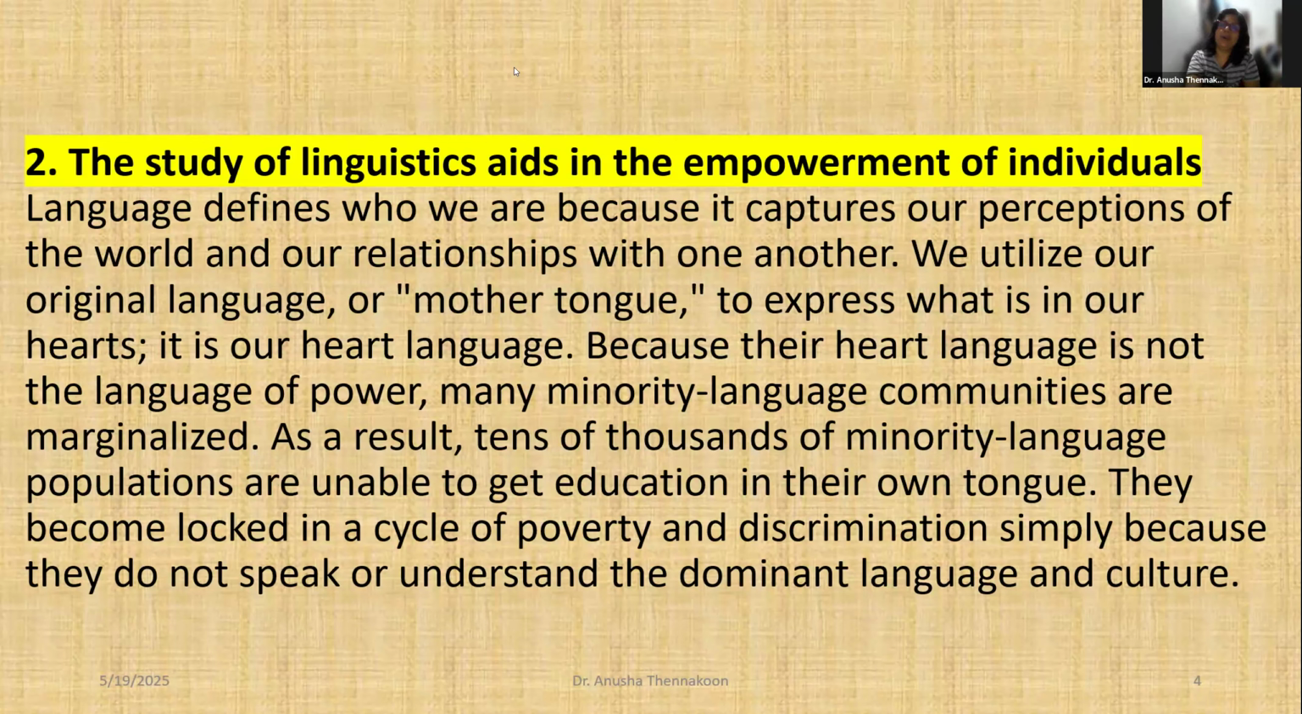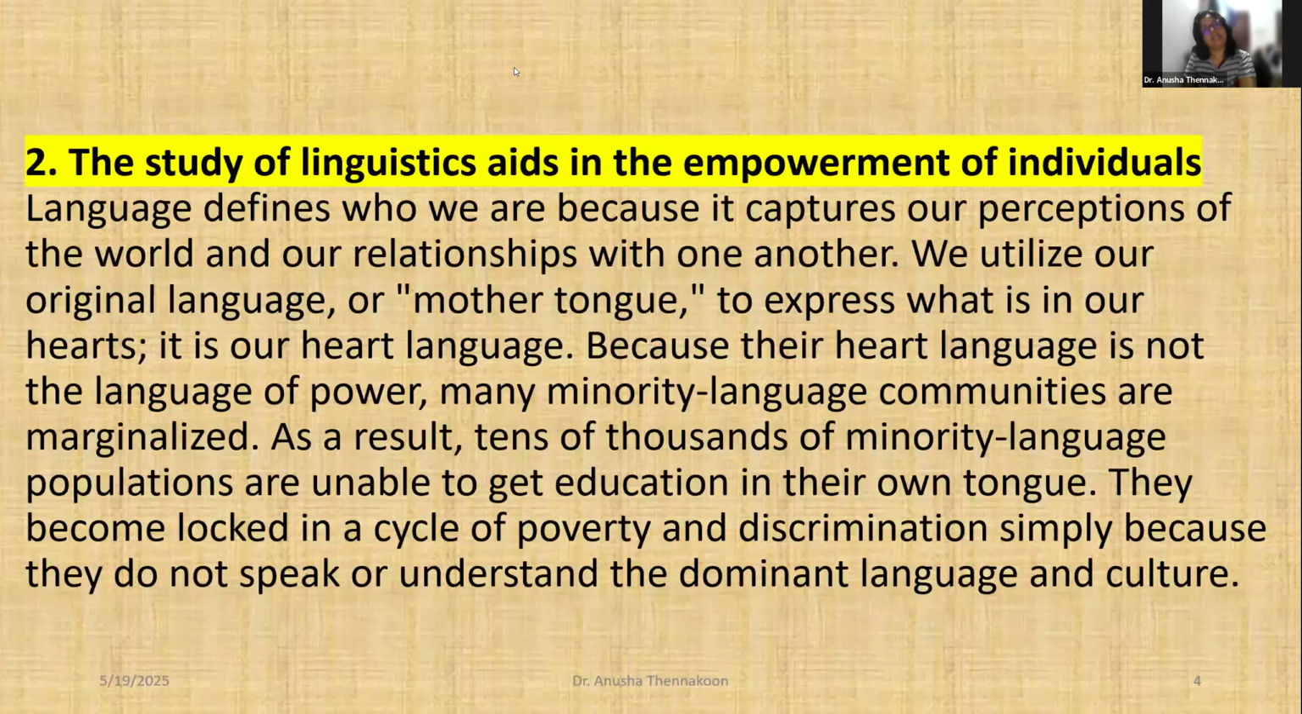We utilize our original language or mother tongue to express what is in our hearts. Every person is very comfortable with their mother tongue. So mother tongue is actually our heart language. In our mother tongue only we can express our feelings better. But the heart language is not the language of power.